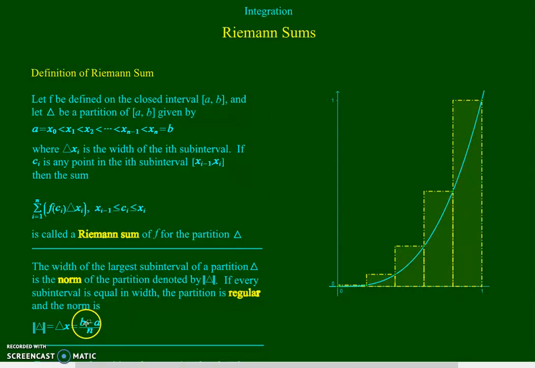So what we've been dealing with is regular partitions using Riemann sums. And we're going to see, because we're taking the limit of this sum, it really doesn't make any difference what the width of each subinterval is, whether it's regular or irregular, and where we pick the point inside that subinterval. So that's what Riemann sums are.